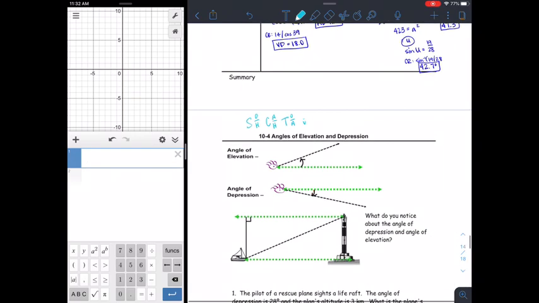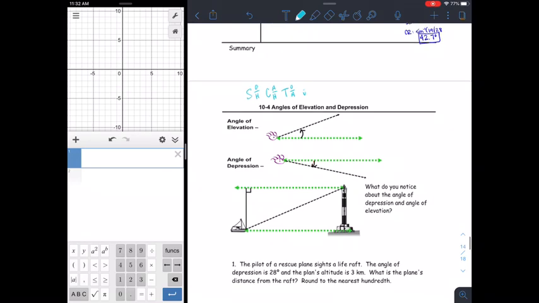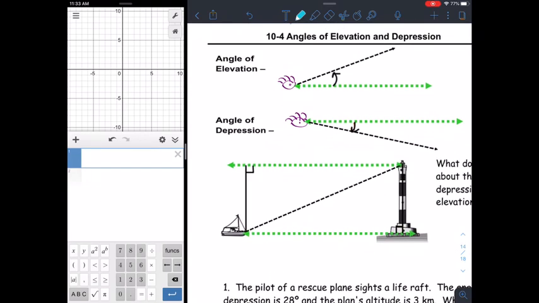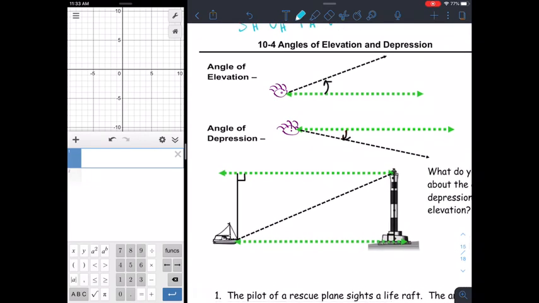All right, we're going to use the same principles that we did the last 2 days, except now we're going to introduce some word problems over angles of elevation and depression. Angle of elevation is going to be based off of your eye level looking up. And angle of depression is going to be based on your eye level looking down. So notice that both of them start at that horizontal and work their way either up or down.